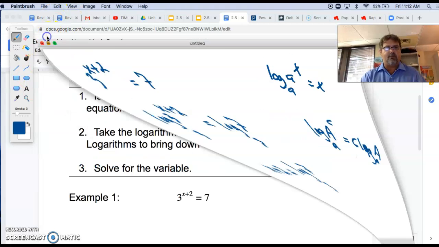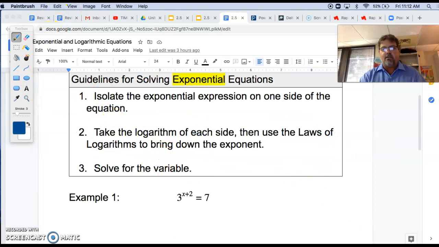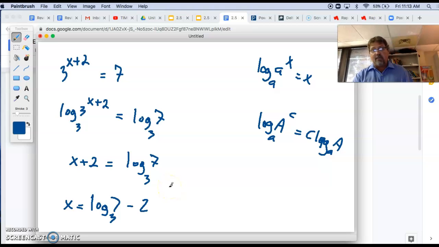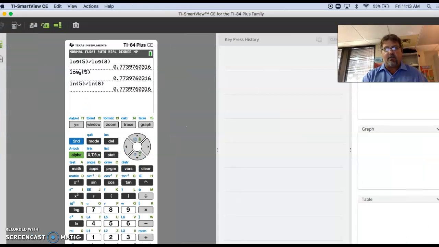And now the third step says solve for the variable. Okay, so that's this last step right here. So in step 2, we took the log of both sides, making a clever choice of the log we chose. We chose it based on that base right there. And now we just subtract 2 to the other side to get x equals log base 3 of 7 minus 2. Okay, and that's an exact answer. Could we approximate this? Absolutely, and we should. Just to check this thing out real quick, let's go to our calculator.